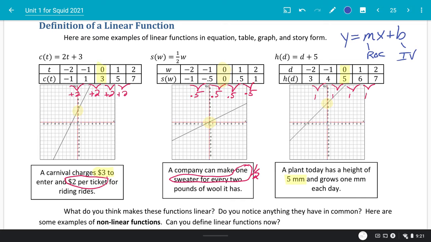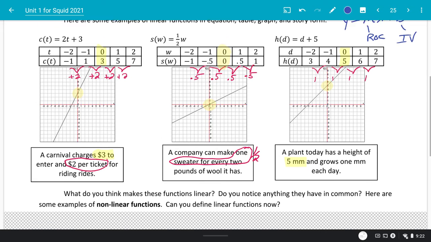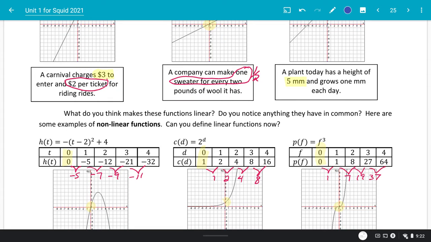When linear functions are given to us in that way, they should be easy to see your rate of change and your initial value. Do you see rate of change and initial value in the equations, the tables, the graphs, and the functions or the situations at the bottom? Can you see those? I hope so. What do you think makes these functions linear? That they're a straight line. They are a straight line.